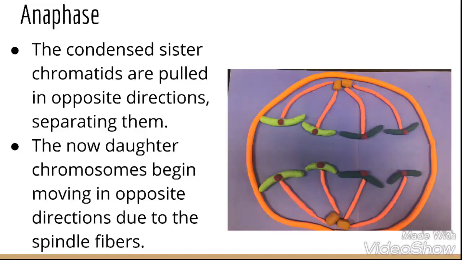During anaphase, the spindle fibers retract and the centromeres divide. The chromatids separate and become independent chromosomes. They move to opposite ends of the cell.